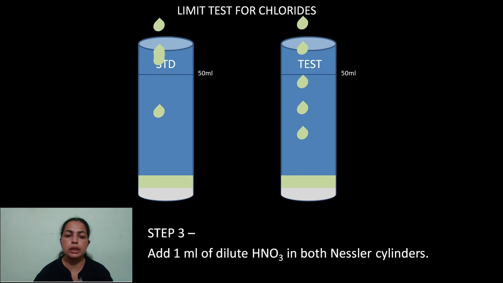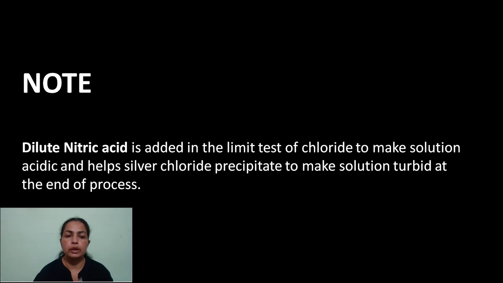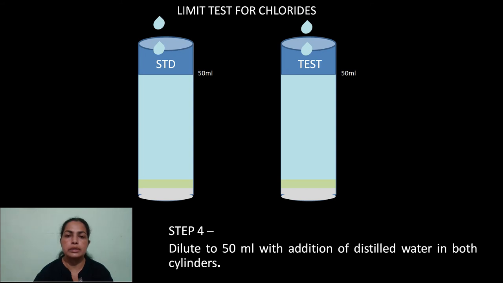Then in step 3 we will be adding 1 ml of dilute nitric acid in both the cylinders. Why is dilute nitric acid added? Because it helps to prevent the precipitation of the formed silver chloride, and instead of getting precipitated it will be observed as turbidity at the end of the reaction. Then in step 4 we will be adding 50 ml of water in both the cylinders.